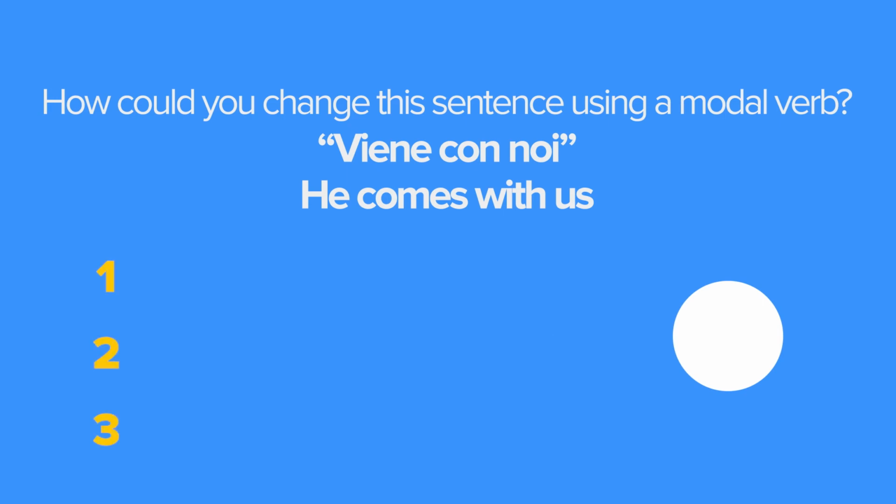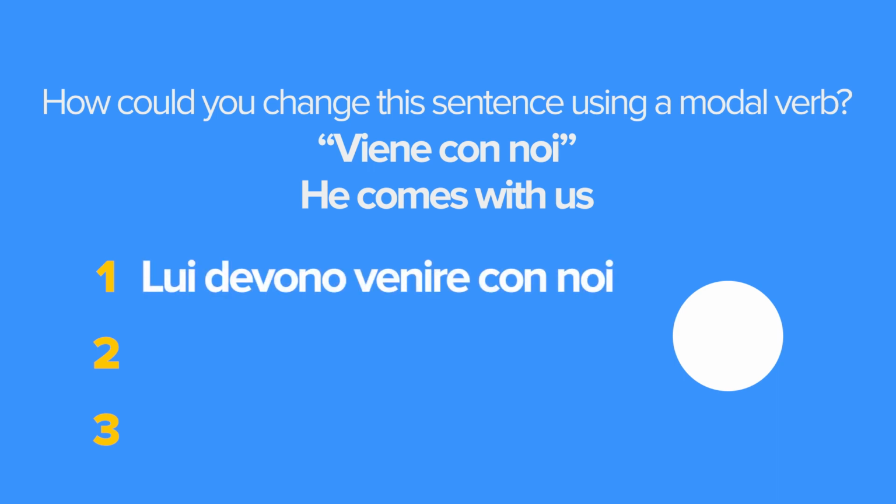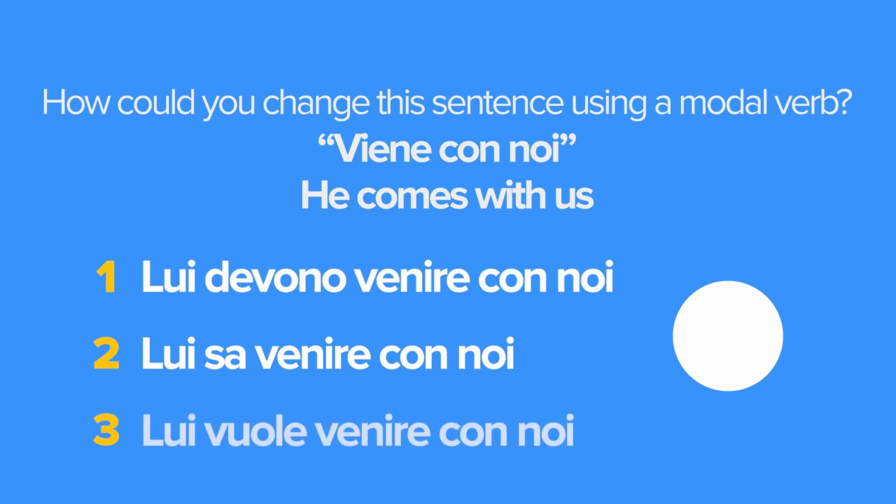Quiz number 1. How could you change this sentence using a modal verb? Viene con noi. He comes with us. Lui devono venire con noi. Lui sa venire con noi. Lui vuole venire con noi.